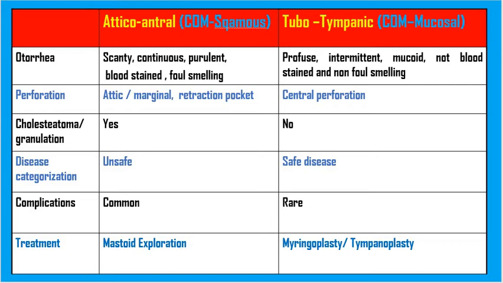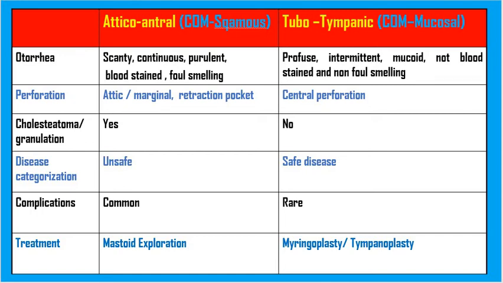Next is the perforation. Perforation in atticoantral disease is an attic perforation or marginal perforation of pars tensa. Sometimes there is a retraction pocket, which is the major cause for chronic otitis media atticoantral disease. Wittmaack's retraction pocket theory holds very good for causation of COM squamous disease. In case of tympanic type, there is a central perforation of pars tensa. Next point, cholesteatoma or granulation tissue are the hallmark of atticoantral disease, whereas there is no cholesteatoma and granulation tissue in case of tubotympanic disease. Central perforation of pars tensa is the hallmark of tympanic type along with conductive hearing loss.